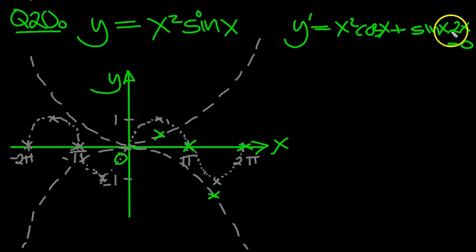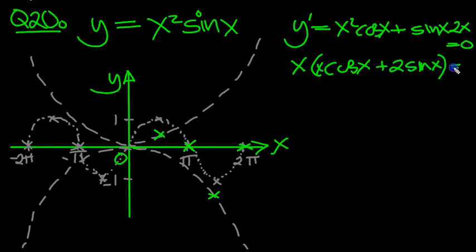And then we've taken x outside of the bracket, and we've got cos x times x plus 2 sine x. Okay, so that's what we've got. It doesn't throw much more illumination on the problem other than to say we've got a turning point when x is 0.